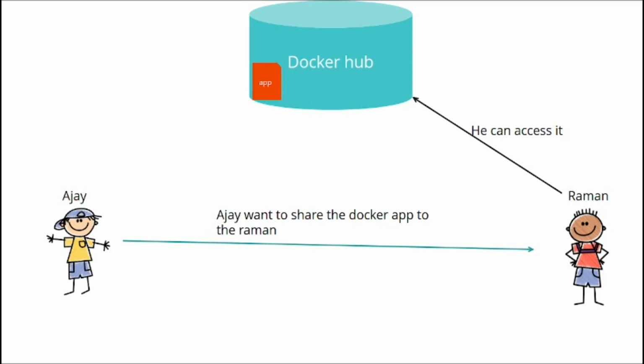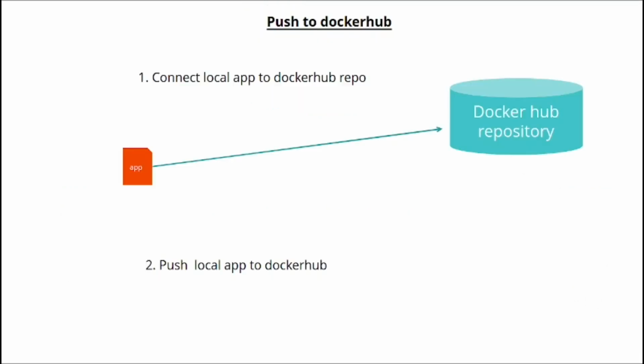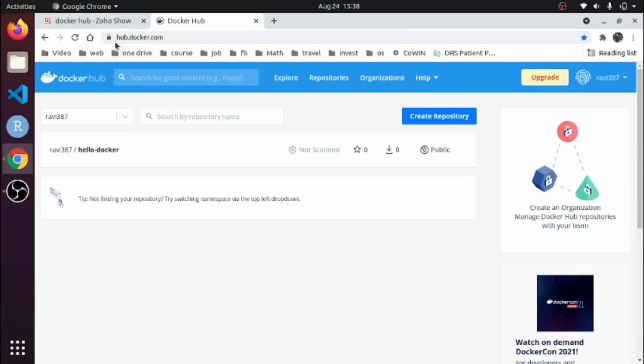So it is just like when you want to share your Python file, and the other person only needs a Python interpreter to use your app. Similarly for an R file, a C file, or any other. To push to the Docker Hub, there are two steps involved. The first step is to connect your local application to the Docker Hub repository, and the second step is to push your local app to the Docker Hub. That's it.